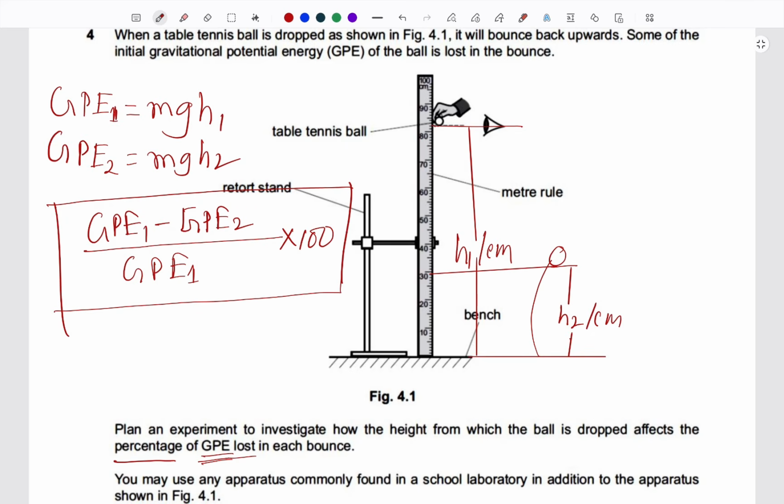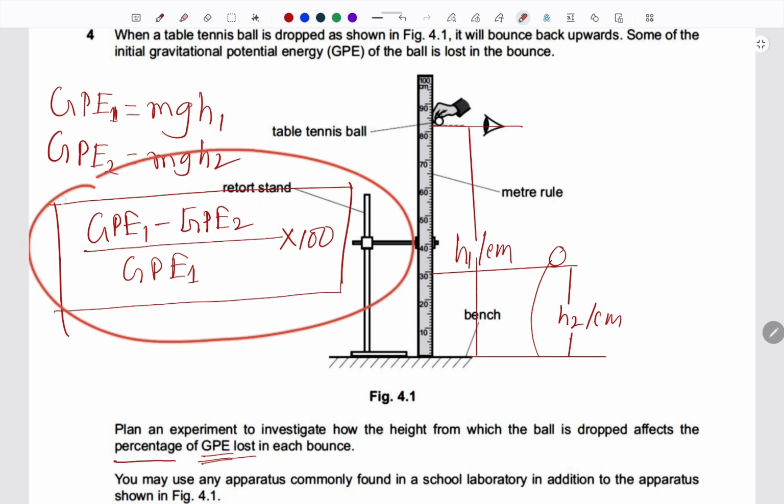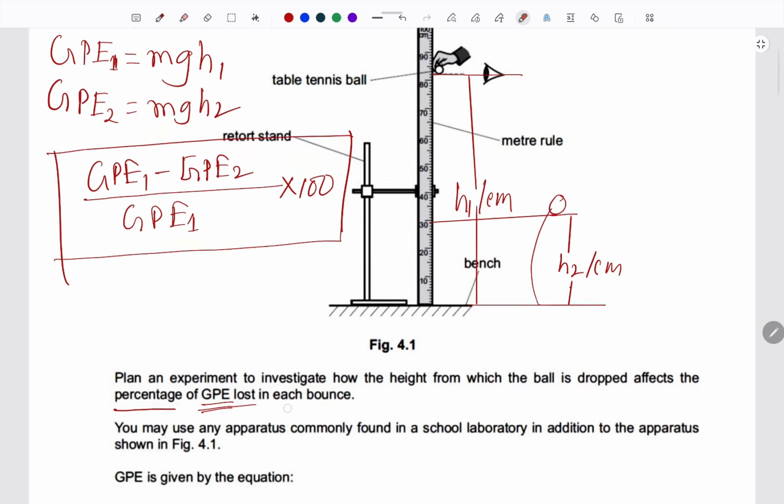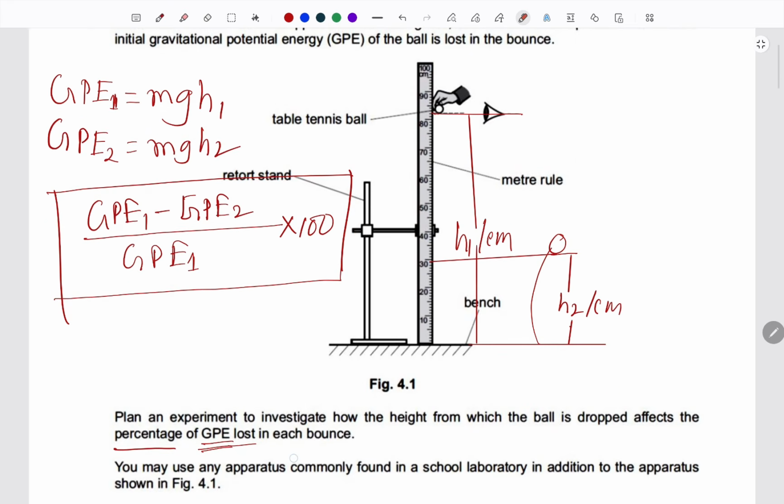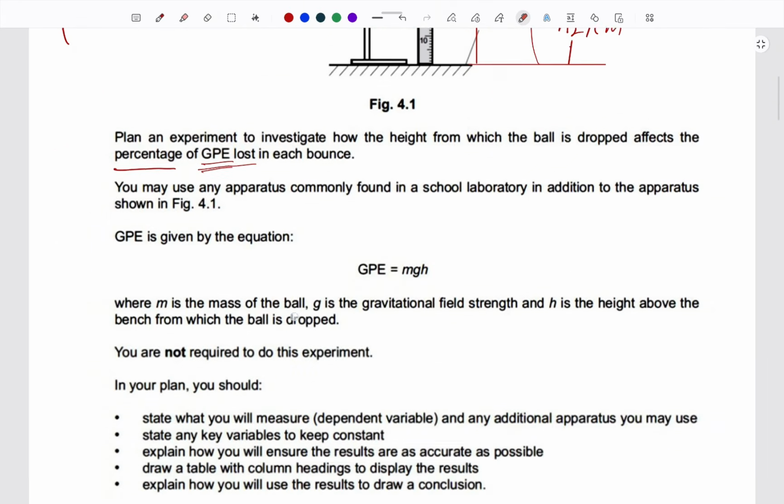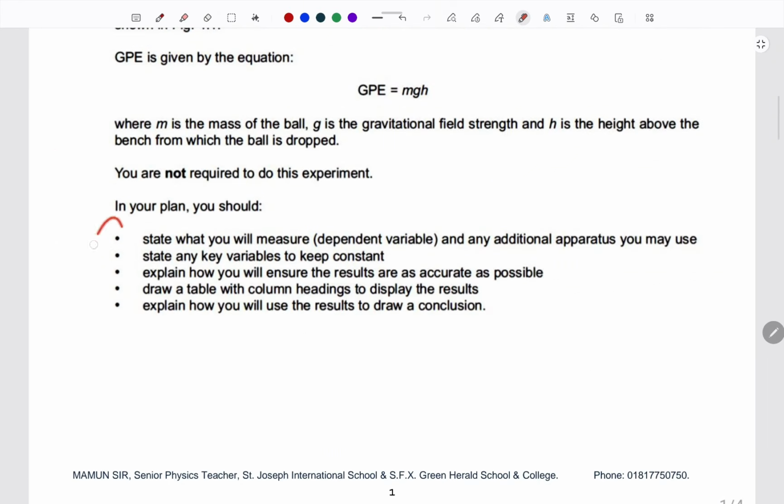When we perform the experiment, we need to release the ball from here, and then we will calculate with the equation E equals mgh, the gravitational potential energy, and then we will consider the rebound height from here, and we will calculate the final gravitational potential energy, and by using the equation we will calculate the percentage loss. Okay, clear about the experiment, dear students? Now we will start writing. We will start writing according to these points.